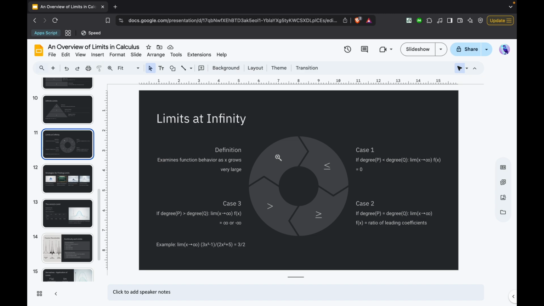Now case 3: if the degree of p is greater than the degree of q, the limit is either infinity or negative infinity. And at the bottom is a quick example where it's the same degree, and it shows 3 over 2 because 3x squared and 2x squared are the same degree. And 3 over 2 is, well, 3 over 2.